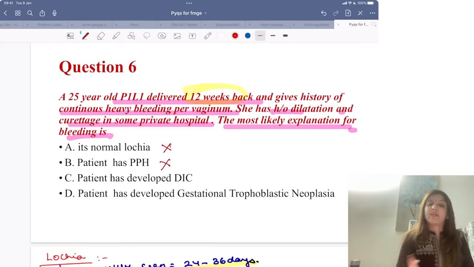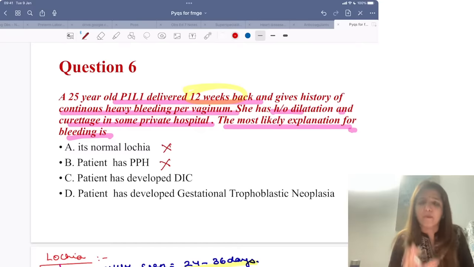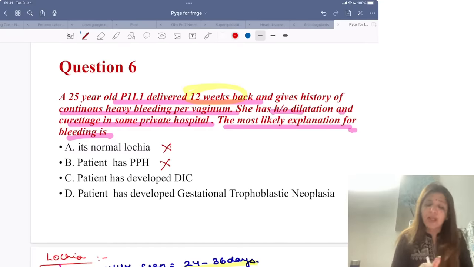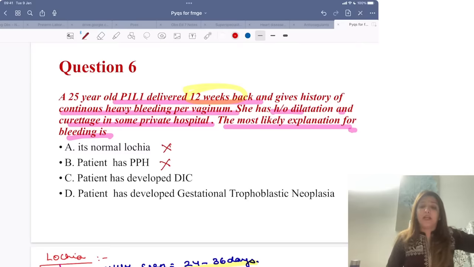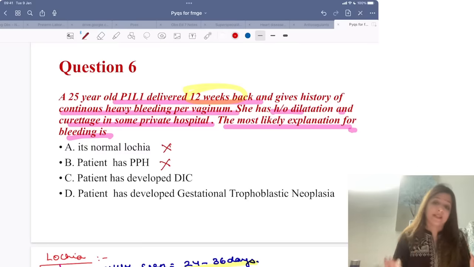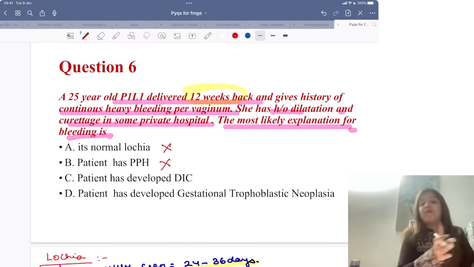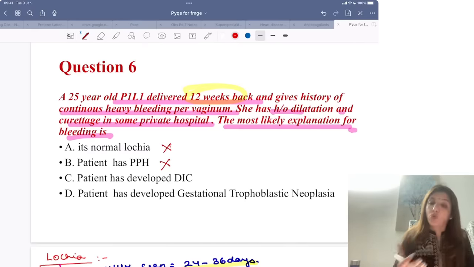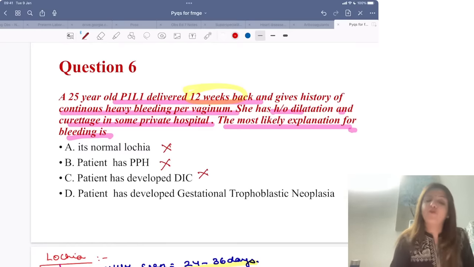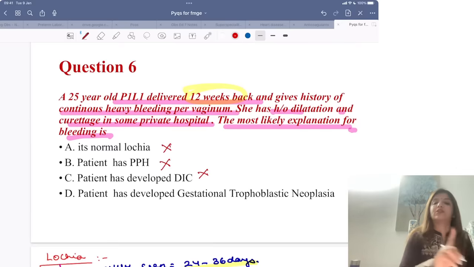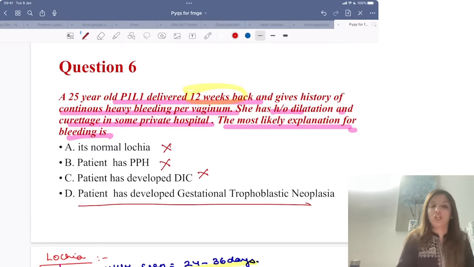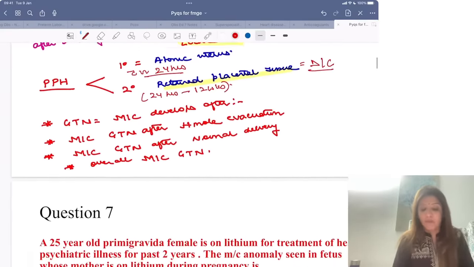Now, then comes, has she developed DIC? Do you think a patient of DIC presents to you like this, that for 12 weeks she has been bleeding and is coming to you with vitals stable, telling you that I have been bleeding for the past 12 weeks? No. DIC is an emergency situation. Patient comes to you with excessive bleeding and in shock. So it cannot be a case of DIC. This means by ruling out all the other options, this is a case of gestational trophoblastic neoplasia.